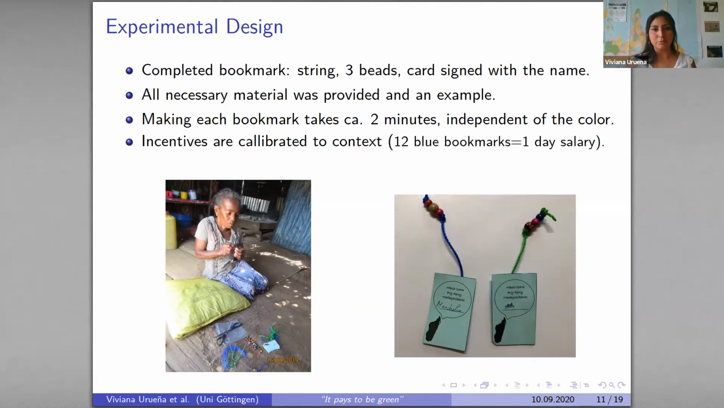In fact, participants took around 2 minutes to make each bookmark. And this was independent of the color. So if they decide to make blue or green, it requires the same effort. In addition, we calibrated incentives to the context, meaning if somebody wanted to do 12 blue bookmarks, this is equivalent to 1 day of salary.